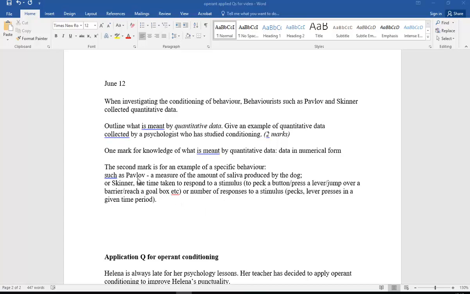Okay, so Pavlov, for example, could measure the amount of saliva produced by the dogs, you know, milliliters of saliva produced, something like that. So it's a really objective measure, quantitative, it's in numerical form. Or you could have something like Skinner, time taken to respond to a stimulus. So how long did it take a pigeon to peck a disc? How long did it take a rat to press a lever, for example?